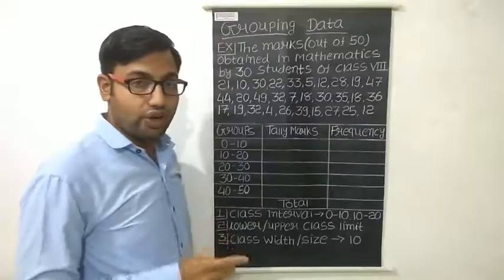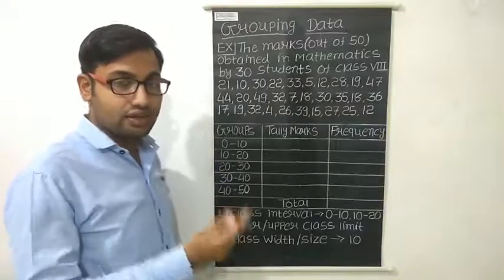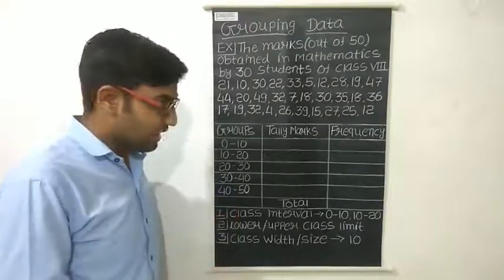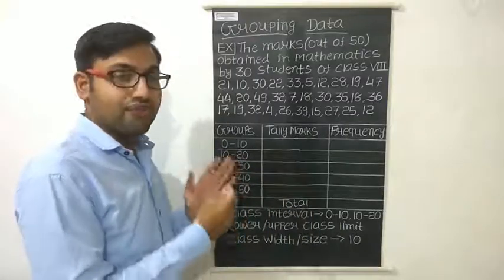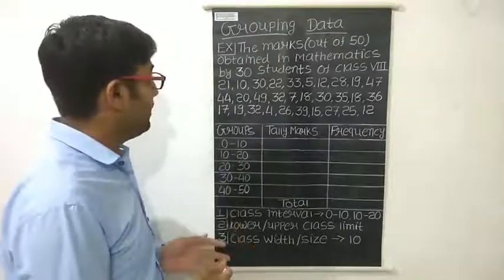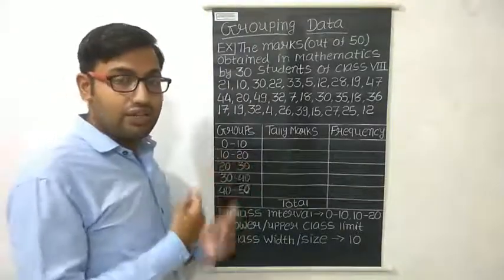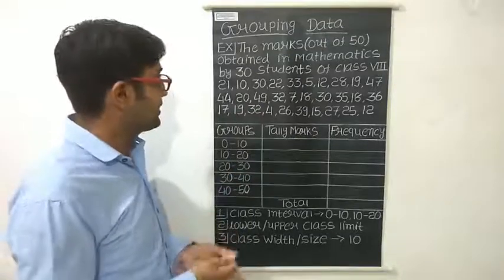Okay, so now we know how to organize the unorganized data by using the tally marks and frequency. We have studied how to make a frequency distribution table. Now think about a situation when the data that we have collected is of a large number. Then what will happen? Let us take an example.